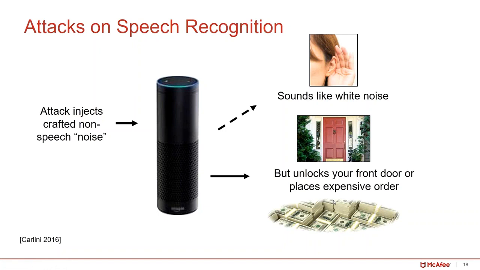This example from UC Berkeley works on speech recognition using a recurrent neural network. The attacker can inject crafted non-speech noise into a smart speech recognition system, such as Alexa. It sounds to a human just like white noise, but the AI system will recognize it as unlock your front door or place an expensive order. So that could be a bad consequence.